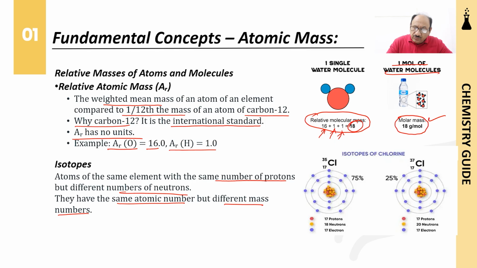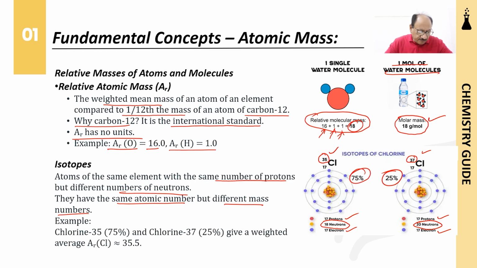For example, here we have shown chlorine with mass numbers of 35 and 37. They both have the same 17 protons, and the number of electrons is also the same, 17, but the number of neutrons is different. This one has 18 and this one has 20. So the number of neutrons is different, and you know that mass number is protons plus neutrons, hence the mass number will also be different. So this is the percentage abundance, chlorine-37 is 25%, and chlorine-35 is 75%.